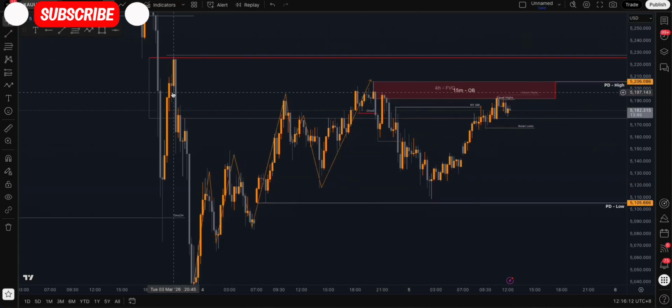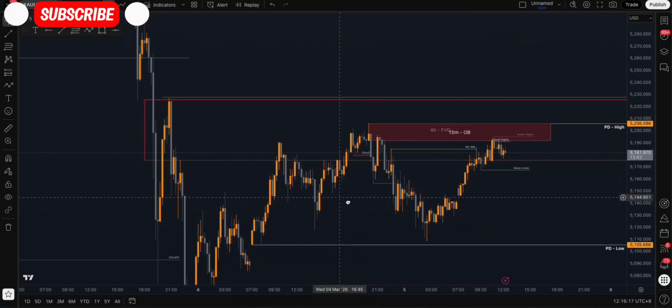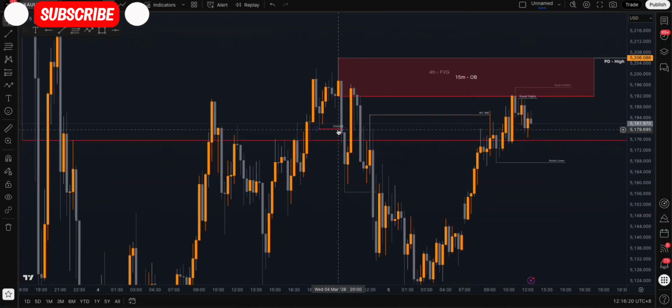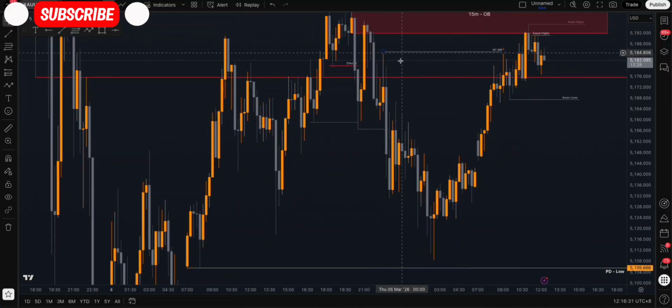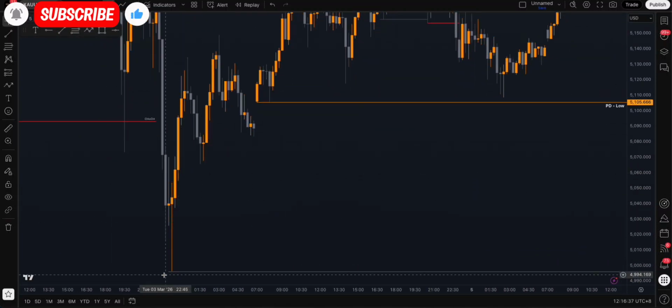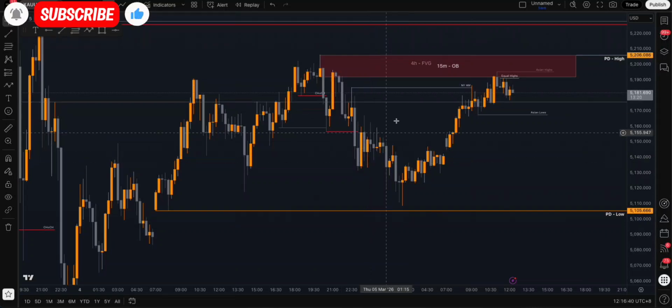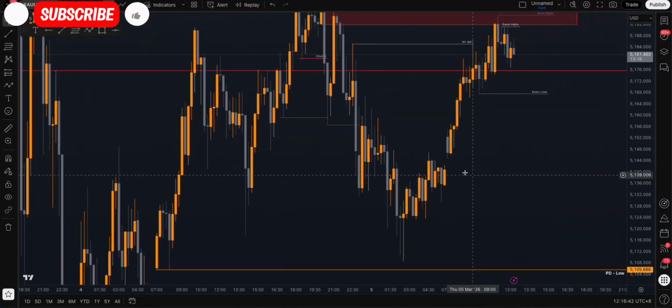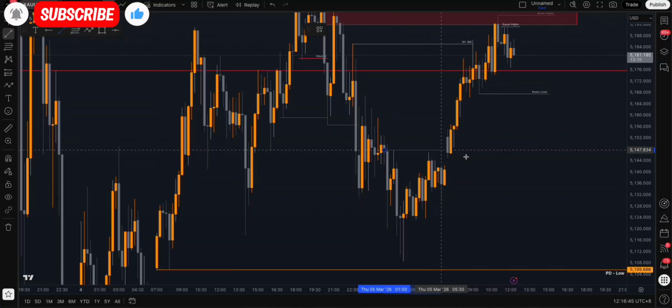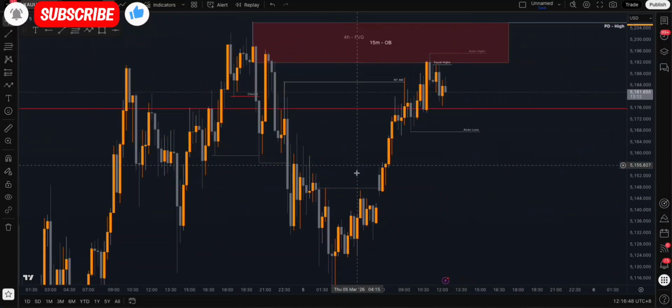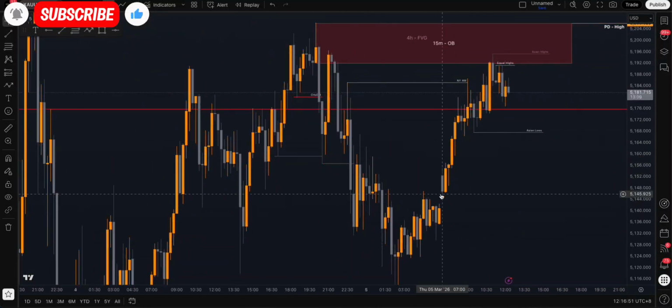But after we tapped into our OB yesterday night, price started to dump, giving us an initial change of character right here, followed with a break of structure level, taking out this level as well. So price started to form bearish formations, but still failed to take out this low right here, but bearish formations nonetheless. And immediately after, we formed a change of character at the open and have begun to push up.